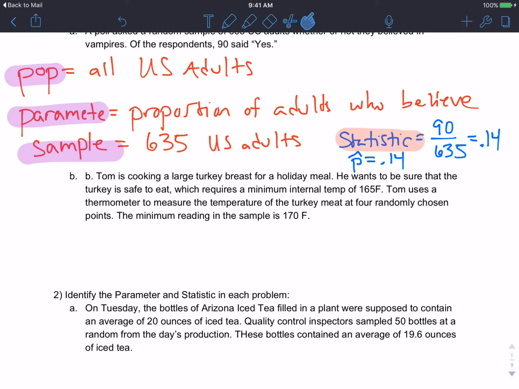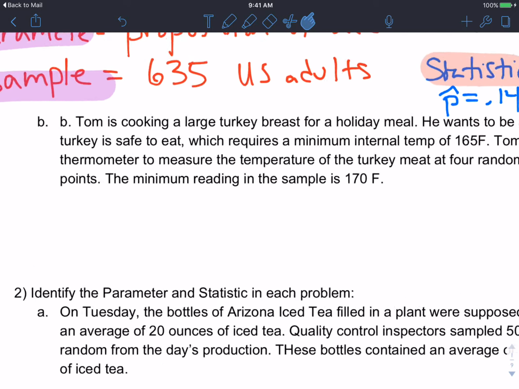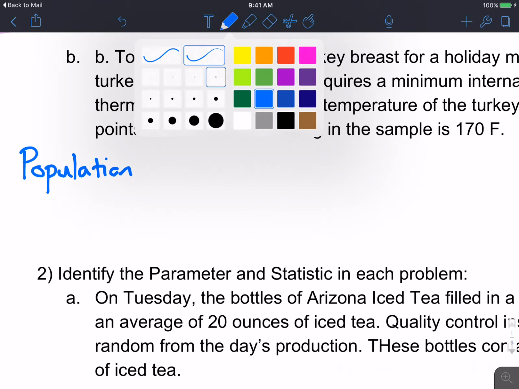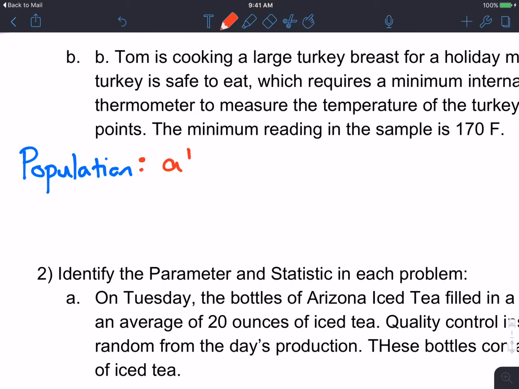Next one is Tom is cooking a large turkey breast for a holiday meal. He wants to be sure that the turkey is safe to eat, which requires a minimum internal temp of 165 Fahrenheit. Tom uses a thermometer to measure the temp of the turkey at 4 randomly chosen points. The minimum reading in the sample is 170. So the population here, well, we're talking about turkeys, is all turkey meat.